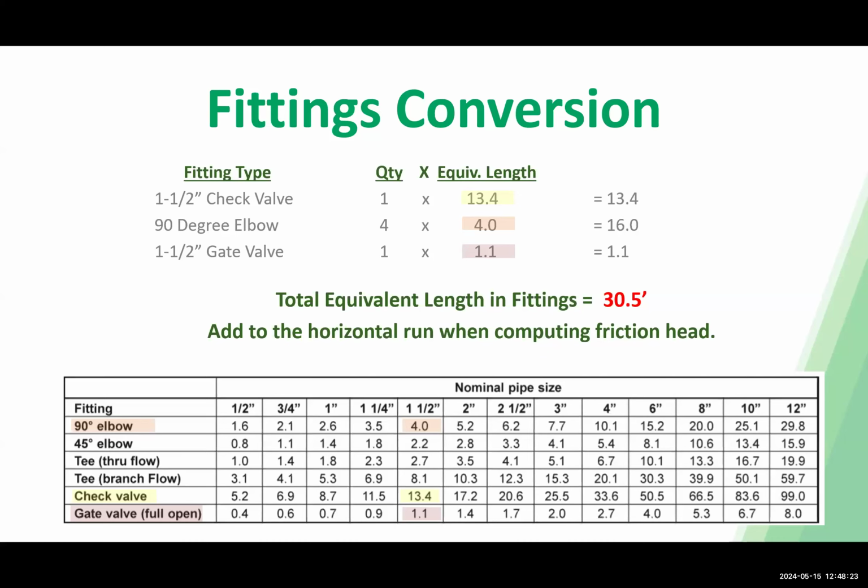However, we have 4 90-degree elbows, so we need to take that into consideration. Going down to the chart, you'll see that one 90-degree elbow is equal to 4 feet of straight pipe. So we'll take that quantity and multiply it by that value to get 16 total feet from all your elbows. And then lastly, you have one gate valve. On the chart, it says 1.1 feet. So 1 times 1.1 is 1.1. You'll add all three of these together to get your total equivalent length in fittings being 30.5 feet. You're going to add that to the horizontal run when you're computing your friction head.